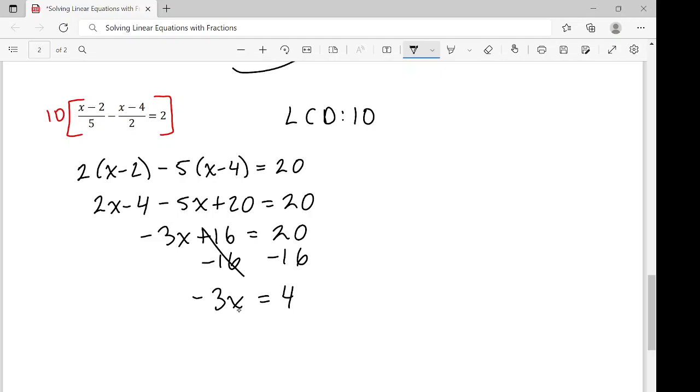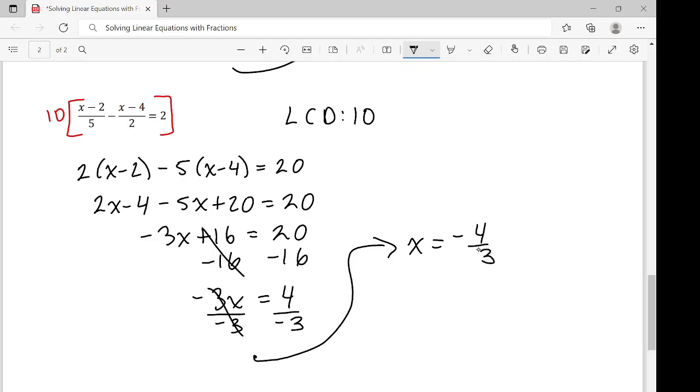And again, I've got to get the x by itself, so I'm going to take the negative 3 and divide by negative 3. Canceling out here, and so I'm just going to move this over here, and I'm going to end up getting x equals negative 4/3.